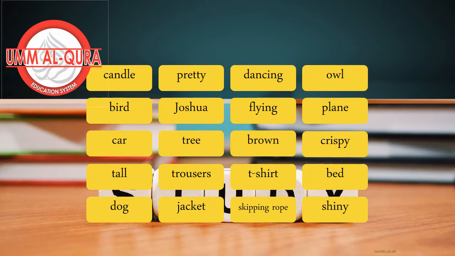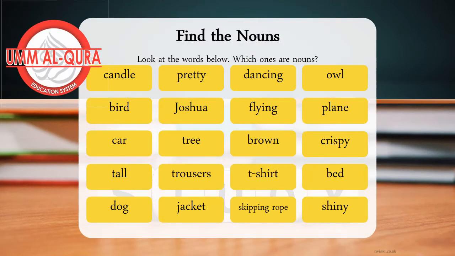So now on this page you have to find the nouns. Candle is a noun, pretty is a noun, dancing, owl is a noun, bird, Joshua, flying, plane, car, tree, brown, crispy, tall, trousers, t-shirt, bed, dog, jacket, skipping rope, shiny. This is your task. You have to find the nouns and share them in the comments.